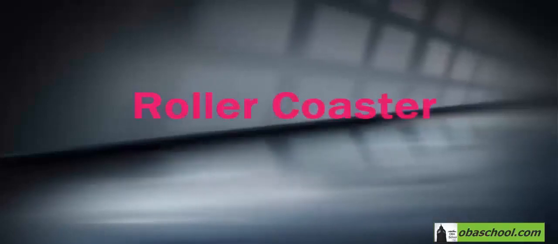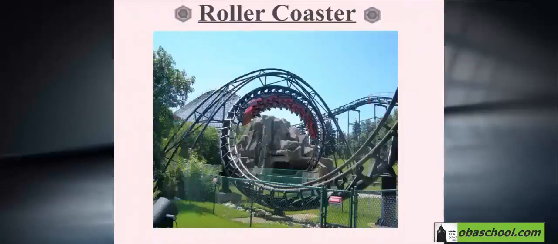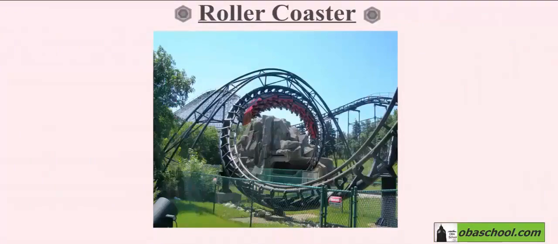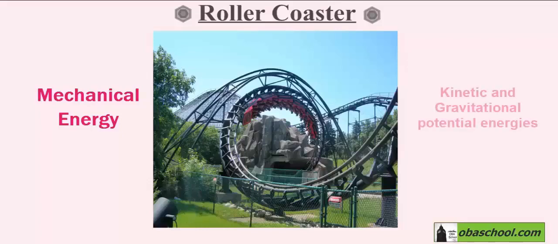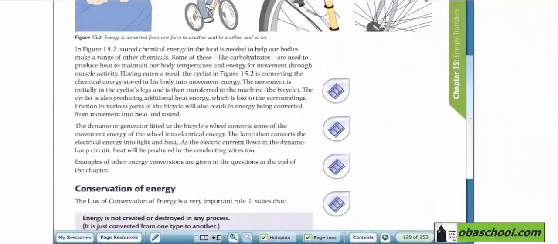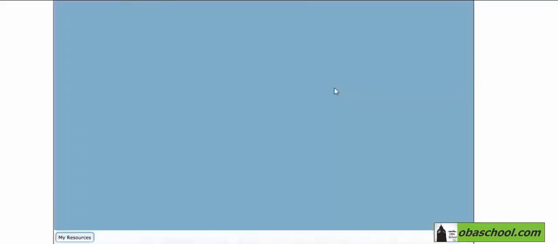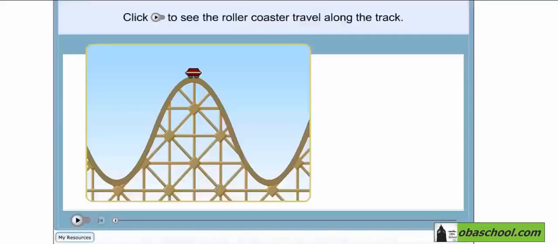The roller coaster. Fun fairs are very exciting places because changes to stores of energy happen quickly. In the roller coaster, it's all about the changes in mechanical energy, which signifies the changes of kinetic and gravitational potential energies. Let's see the simulation that explains the changes of energy stores in the roller coaster.